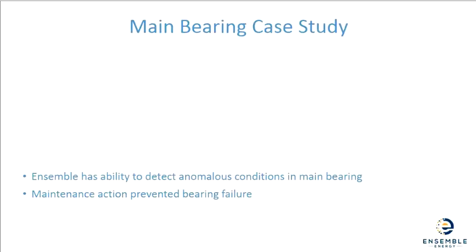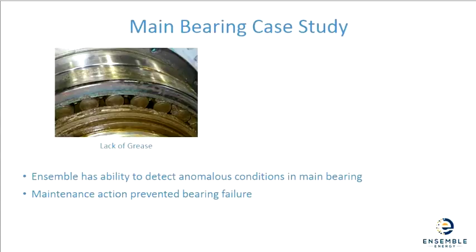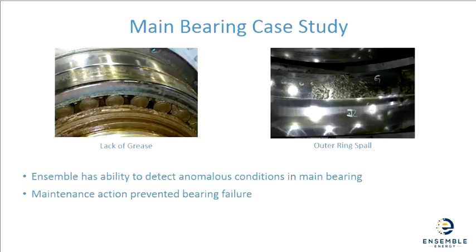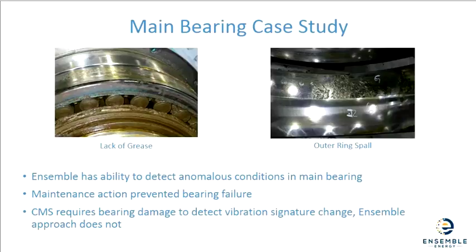So here's an example. This comes from a tear down that I did. This is actually early on in the tear down process, but it became immediately apparent that the bearing did not have a sufficient amount of grease. And the end result of that lack of lubricant was the development of spalls in the outer ring of the bearing. Now, what people are typically doing to detect main bearing failures is they're using a vibration-based CMS.